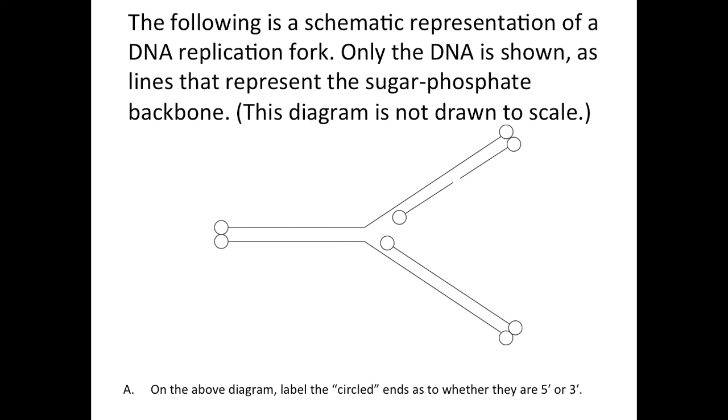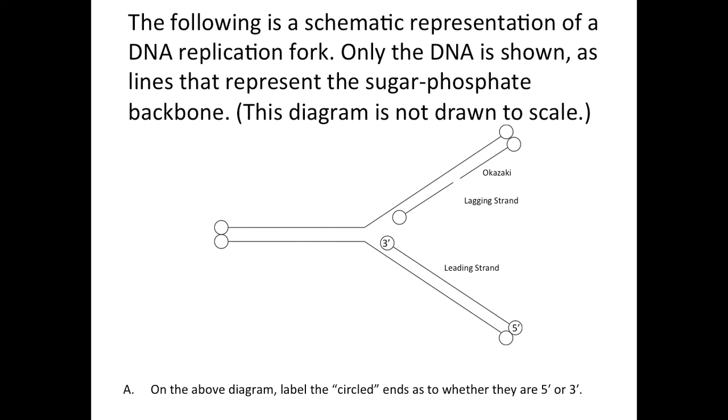Now back to the question. Label the circled ends as to whether they are 5' or 3'. To do so, first can you identify which is the leading strand and which is the lagging strand? The lagging strand has the Okazaki fragments. Knowing that the leading strand is synthesized continuously in the 5' to 3' direction, then this is the 3' end. And this is the 5' end on the leading strand.